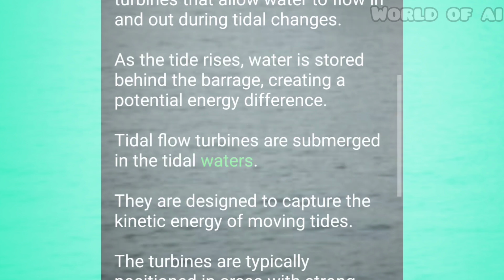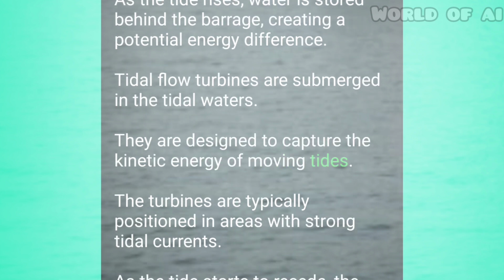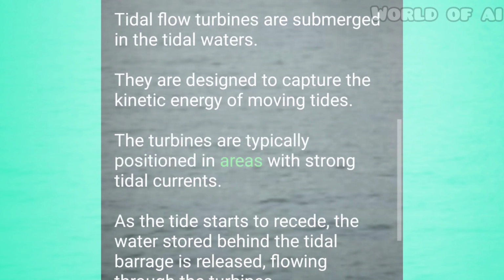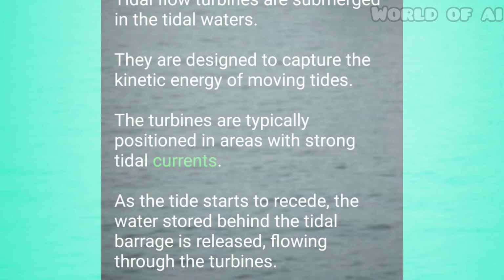Tidal flow turbines are submerged in the tidal waters. They are designed to capture the kinetic energy of moving tides. The turbines are typically positioned in areas with strong tidal currents.